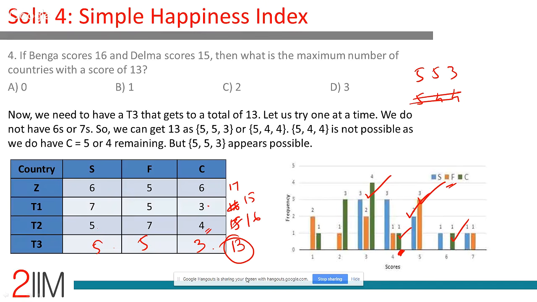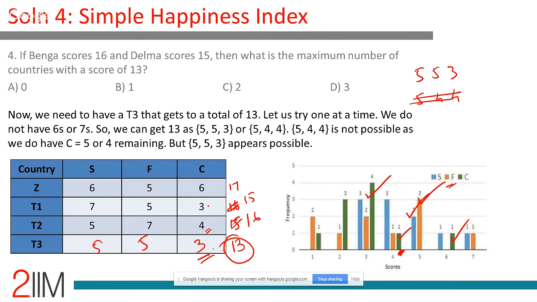Oh, this seems possible. So we could very well have a scenario where Zuma is 656, T1 753, which in our case turns out to be Telma. Benga is 574, and then there is one country which has a cumulative score of 13, 553 in SFC. So we could have one country with a cumulative score of 13. We already know that 2 countries and 3 countries is not possible. The maximum number of countries with a score of 13 is 1. It's a scenario where that country has 553: 5 in social support, 5 in freedom, and 3 in corruption perception.